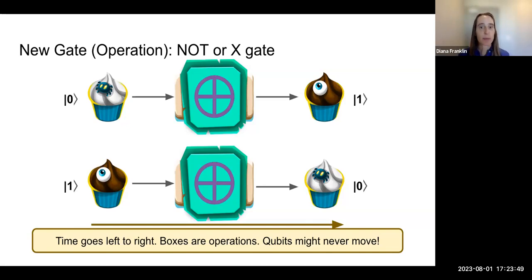So the first operation we have is a NOT gate or X gate, and that just flips it. So if I start with a vanilla, I end up with a chocolate. If I start with a chocolate, I end up with a vanilla. Now, I don't want to imply that the qubit is moving from left to right and going through a machine that changes it. Typically, the qubits stay in place and lasers are pointed at them. The gate is actually a laser pointed at them. And they only move to get to another qubit if they're doing a 2-qubit operation and want to do something together. But the operations do not move them at all.